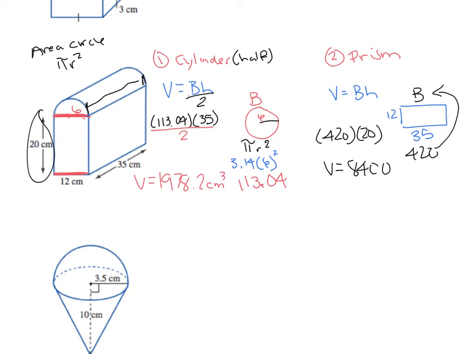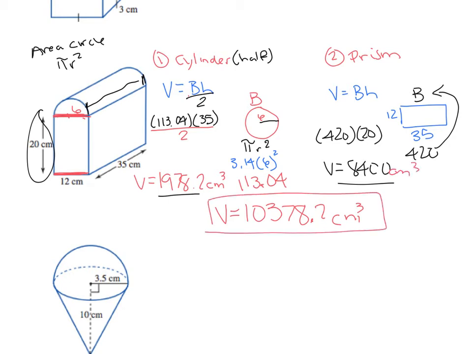So 420 times 20 leaves us with a volume of 8,400. Now, don't forget, this is composite, so that means we've got to add these two values together. When I add them together, we end up with a grand total for our volume of 10,378.2 centimeters cubed, which would be the volume for this composite figure.